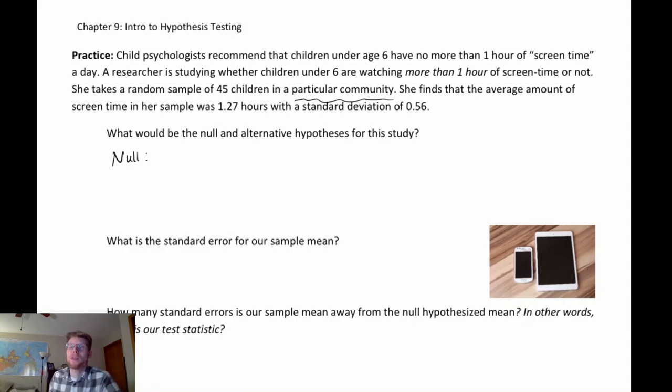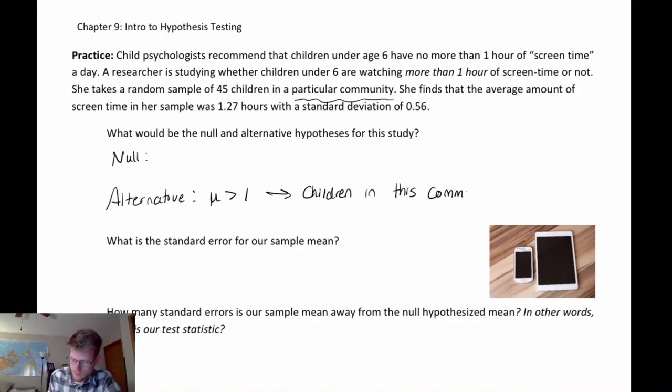The null hypothesis would be this benchmark comparison, that there's nothing going on here. So it would be this idea that they are getting an hour of screen time or less. The alternative, I think, is the more obvious thing to write, and that is that they are getting more than an hour of screen time. That mu is actually greater than 1. Children in this community are getting more than 1 hour of screen time on average.